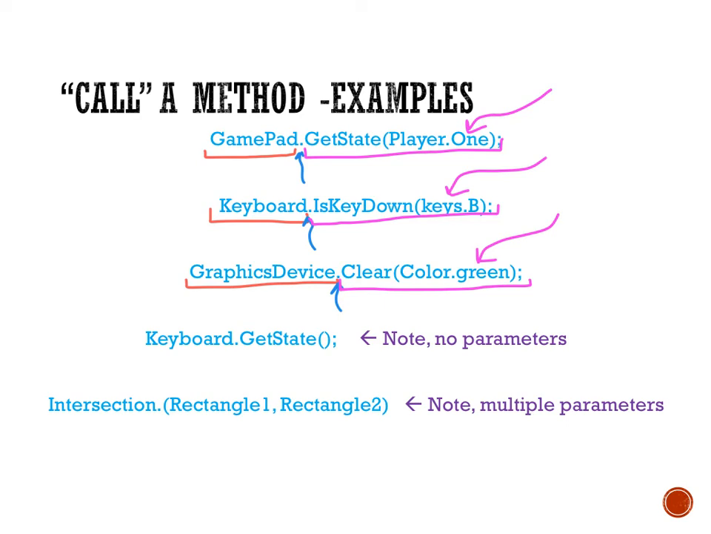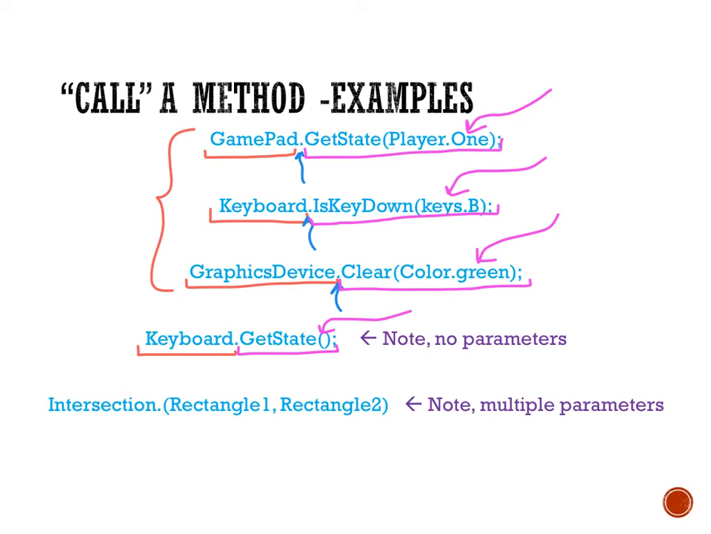Now, these three examples up above all contained one single parameter. However, you can have no parameters, or you can have multiple parameters. So for example here, you can go into the Keyboard class, and you can in fact access the getState method. What you notice here is it says Keyboard.getState, and then it has no parameters. The parentheses with no parameters say that we're going to get the state of the keyboard, and we don't need any additional pieces of information to do our job.